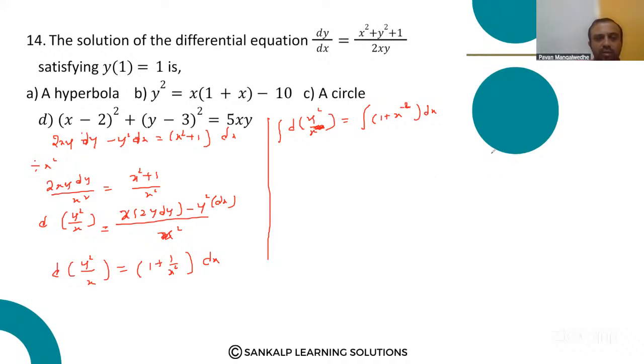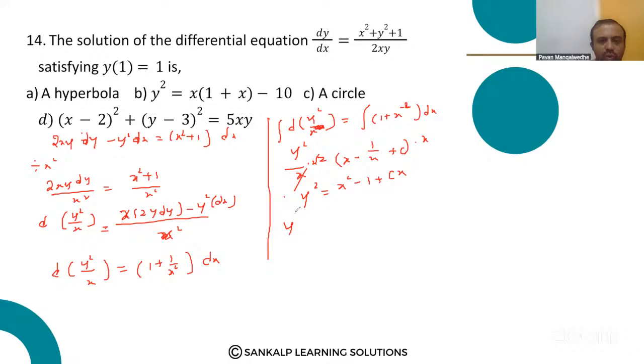So y square by x is equal to x minus 1 by x plus c. Multiply throughout by x. Then x and x get cancelled, and y square is equal to x square minus 1 plus c into x. Everywhere you need to multiply.